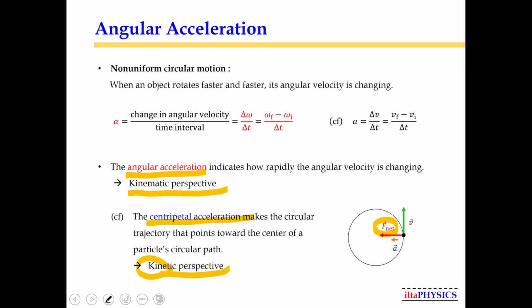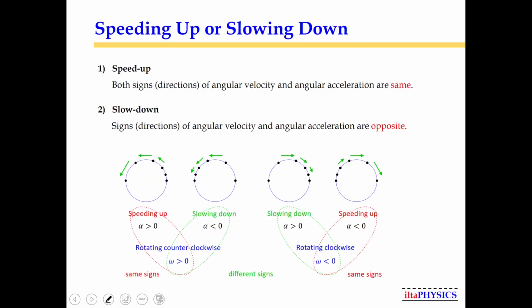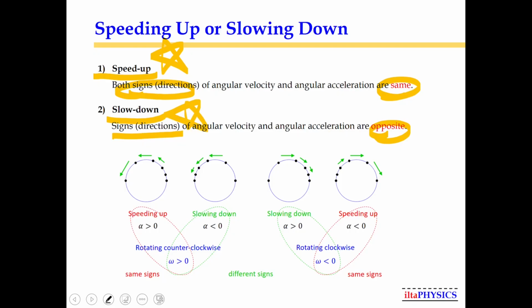Now, let's look at how angular acceleration actually changes the angular velocity of an object. We said angular acceleration represents the change in angular velocity. Depending on the relationship between the two, the object might spin faster or slower. What we really care about here is the direction, or the sign, of both angular velocity and angular acceleration. I'll give you the conclusion first. If the angular velocity and angular acceleration have the same sign, the object speeds up. If they have different signs, the object slows down. This is exactly the same as what we learned for linear motion.